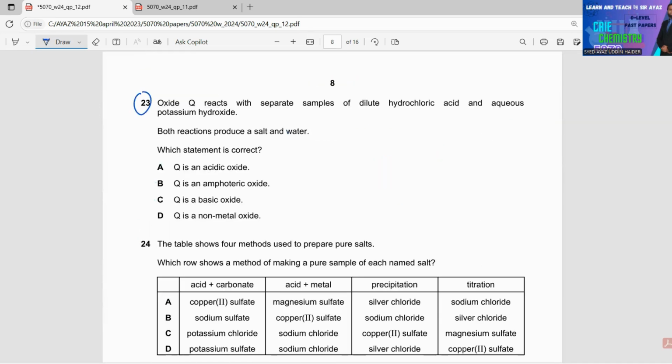23. Oxide Q reacts with separate samples of dilute hydrochloric acid and aqueous potassium hydroxide. Both reactions produce a salt and water. Which statement is correct?